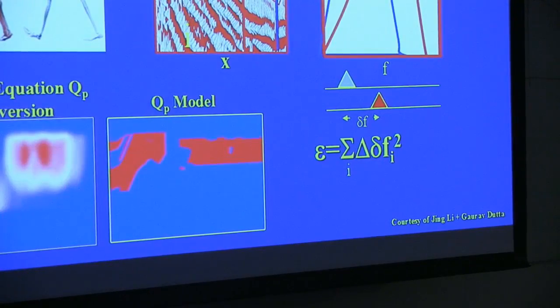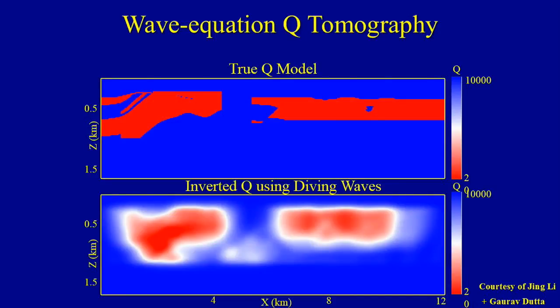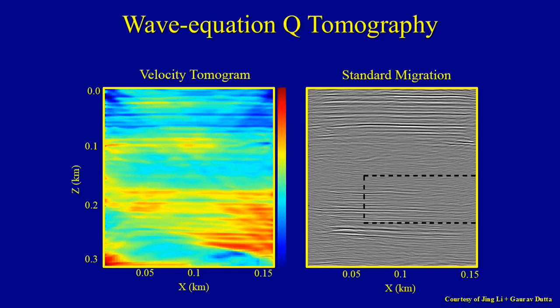I won't go through the details here, but this is the input Q model. We have source and receivers on the surface. This is our wave equation inversion Q estimation using the skeletonized inversion. Okay. So in this case, we use the diving waves. We also can do the same thing with P waves. We also can do the same thing with Rayleigh waves.